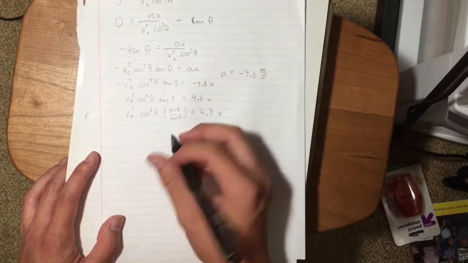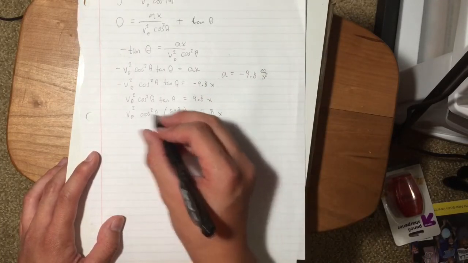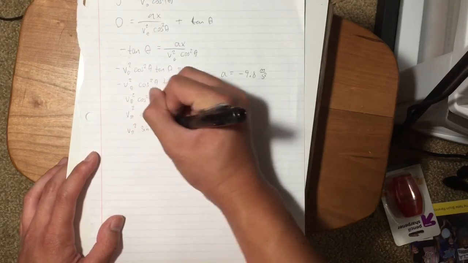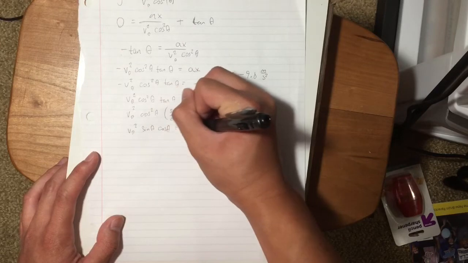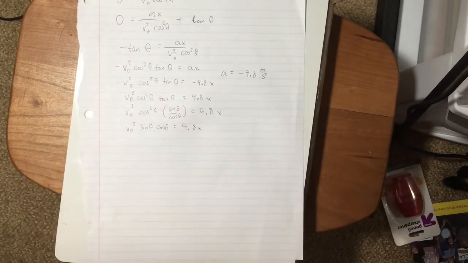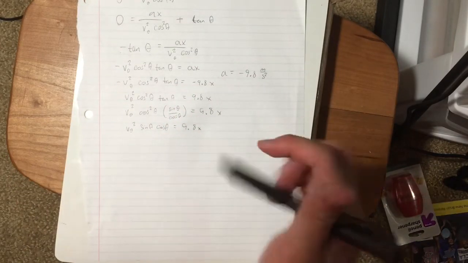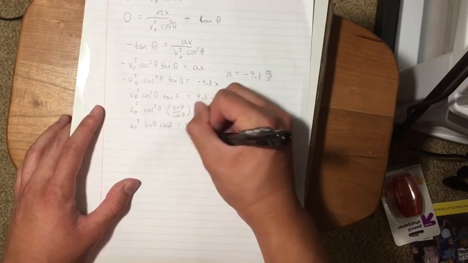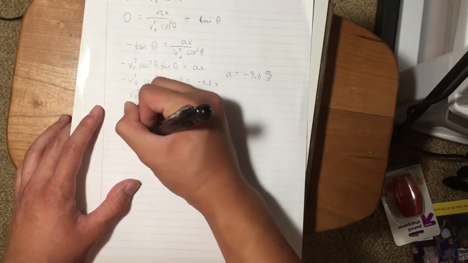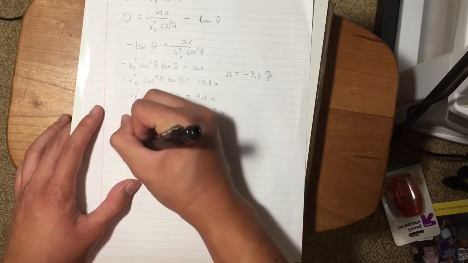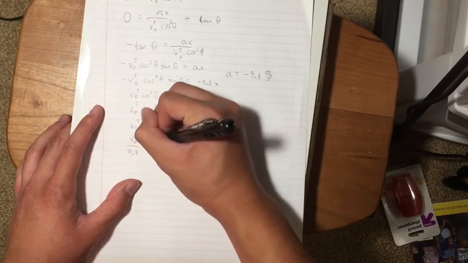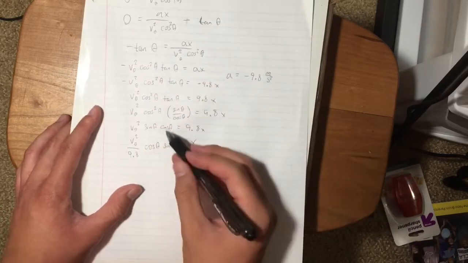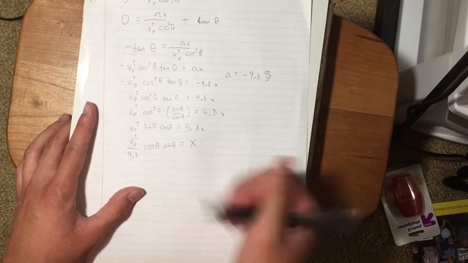Forgot the x right there. So one of the cosines cancel out, so it would be v initial squared times sine theta times cosine theta is equal to 9.8 x. Like so. Now I'm going to divide the 9.8 to this side so that x is all alone. I switched the order of the trig identities, but it doesn't matter.